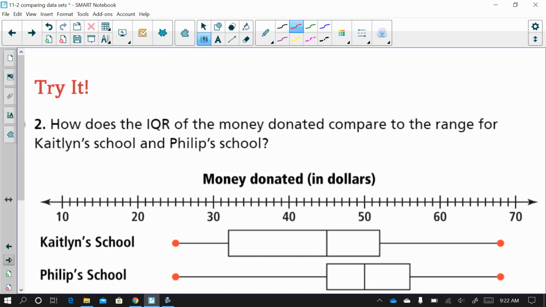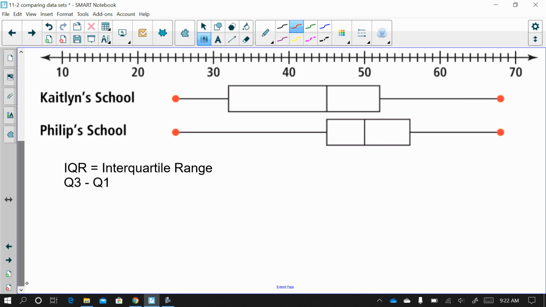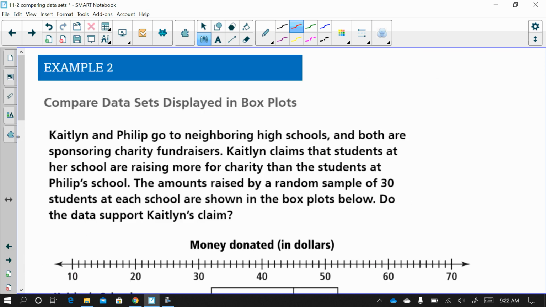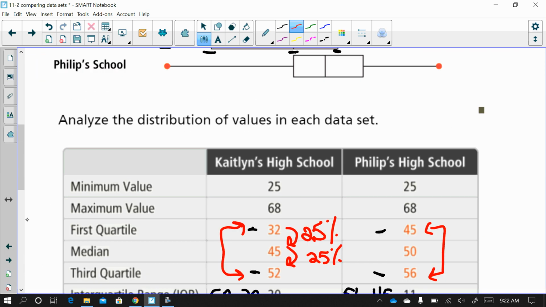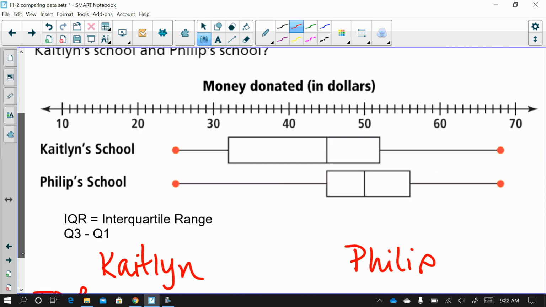Okay, so let's talk about this one. How does the IQR of the money donated compare to the range for Caitlin's school and Phillips school? Okay, well, we need to find the range for Caitlin and the range for Phillips. So let's do Caitlin here, Phillips here. The IQR we actually just had on the last page. I'll go back so we can get that data. Okay, the IQR was 20 and 11. Okay, so 20 and 11.